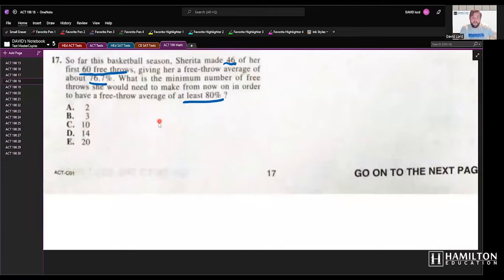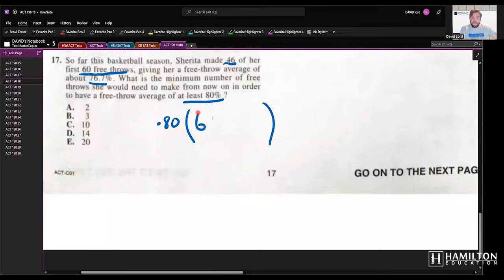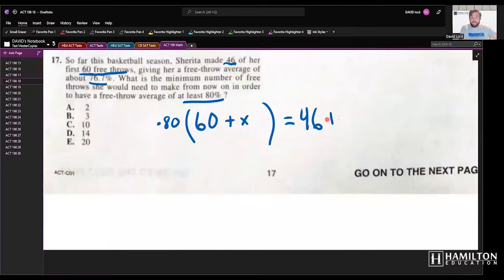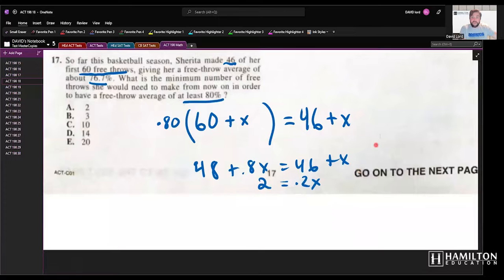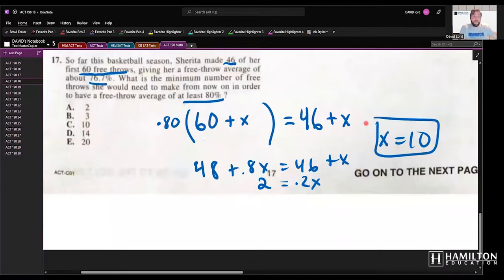So let's start setting that up. I'm going to do 0.80 times the total number of free throws. So she's already done 60, but she's going to do some more. And then this is going to equal 46, because she's already made 46 free throws, plus the new ones that she makes. I'm going to multiply this out, and I get 48 plus 0.8x is equal to 46 plus x. Combine like terms, and I'm left with 0.2x is equal to 48 minus 46, which is 2. Dividing both sides by 2 gives me x is equal to 10, which is answer C.